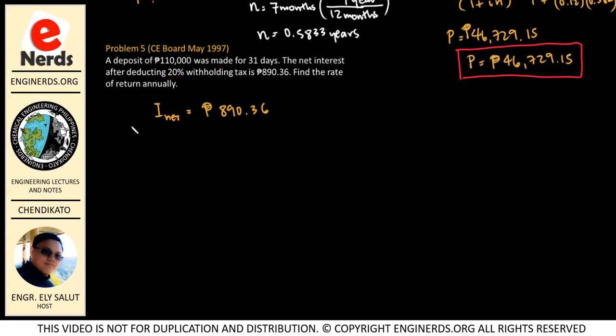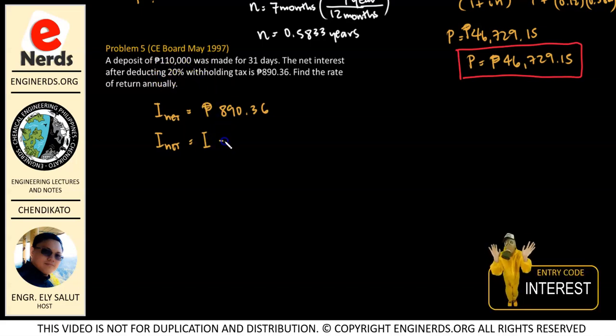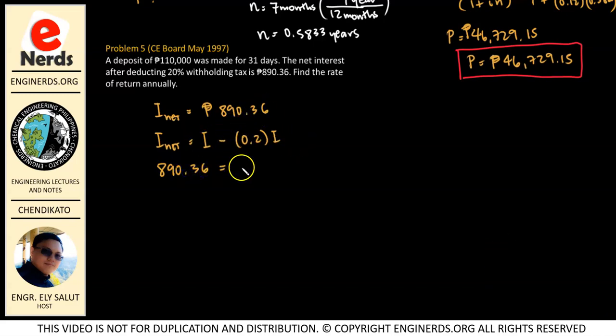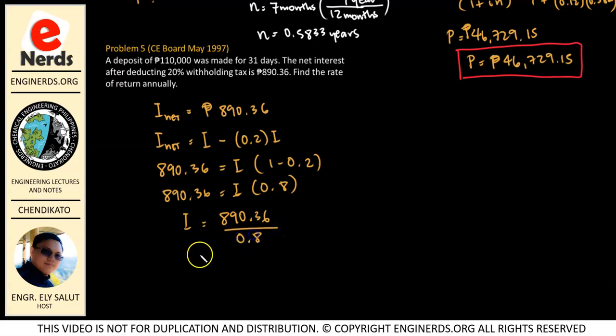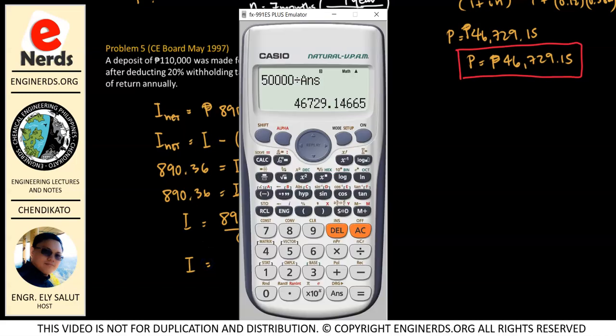Okay, so ito raw ating net interest ay nakuha nung dinadak yung 20% withholding tax galing sa ating interest amount. So therefore, ang ating withholding tax is equal to 20% of ating interest. So our net interest is equal to our interest minus our withholding tax, which is 20% of our interest. Since our I net is equal to 890.36, factor out natin yung ating I. So we will have 1 minus 0.2. Therefore, 890.36 is equal to I times 0.8, di ba? So our I is equal to 890.36 divided by 0.8.